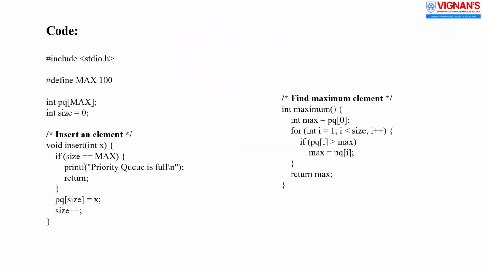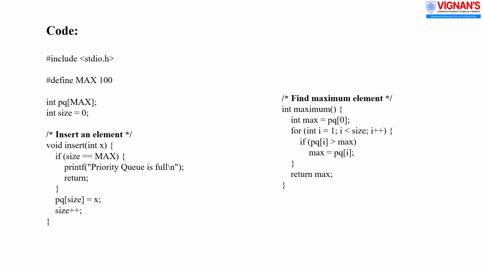Explanation of the code. This program implements a max priority queue using an array. First, we include the standard input-output header file. Then, we define a constant named max with value 100, which represents the maximum size of the priority queue. An integer array named PQ is declared to store the elements of the priority queue. A variable named size is initialized to 0 to keep track of the number of elements in the queue.